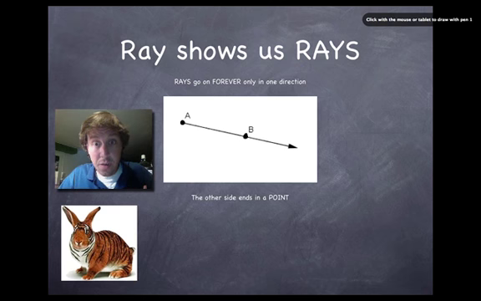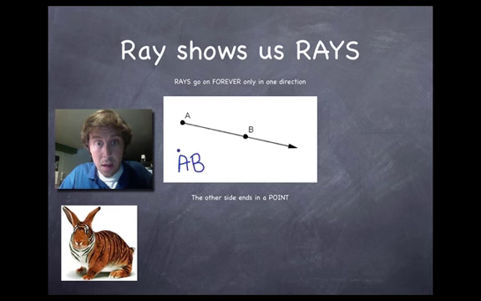Okay, we've got a point here, and it goes on forever in that direction. And then look, we also have a point here. Let's change my color. That goes on forever in the same direction. Well, I know how to write one of them. Okay, this is ray AB. That's how you would label that.